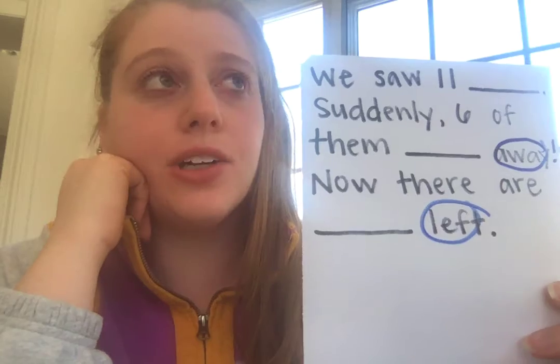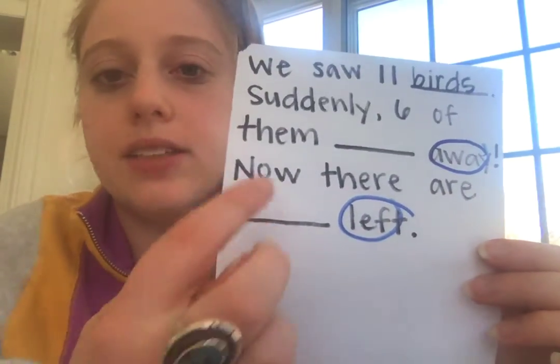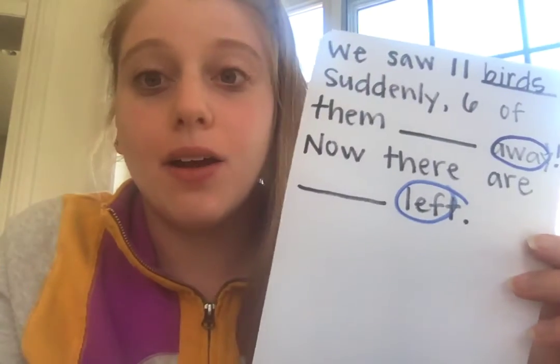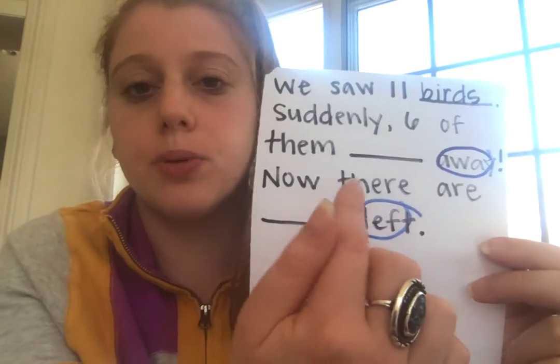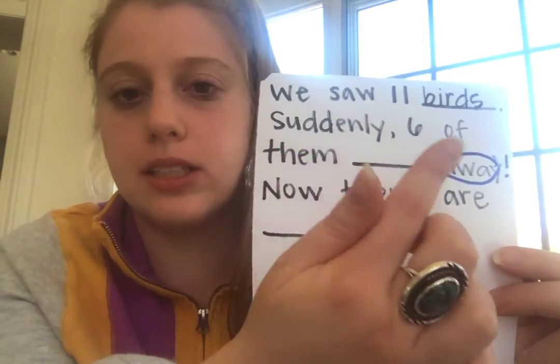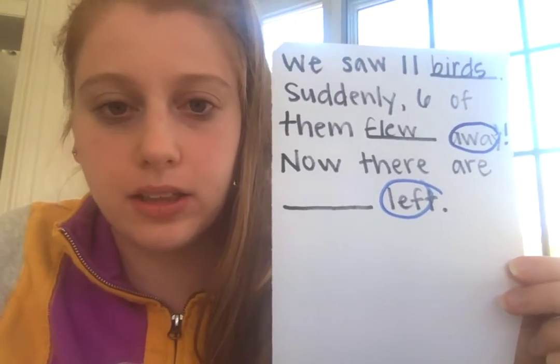I know that I'm looking outside right now and I see birds. So I'm going to write, we saw 11 birds. Suddenly, 6 of them blank away. I know that birds fly, and so if they're leaving or they're going away, they're probably flying away. So suddenly, 6 of them flew away. So I'm going to fill in my second blank with flew. Now, there are blank left.